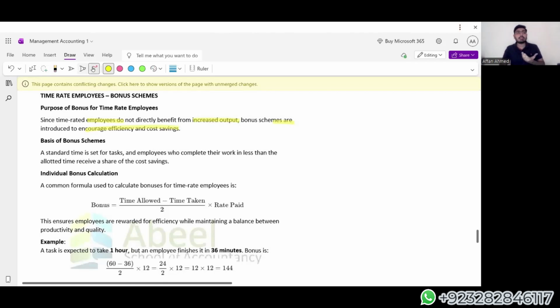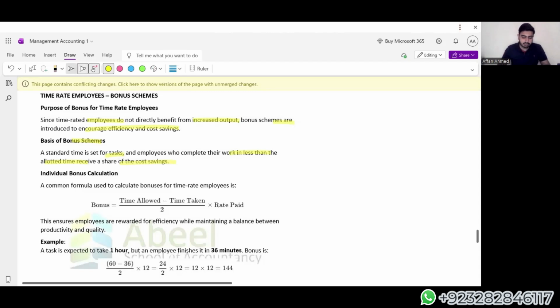First is that they can be incentivized by saving time. One is that they are being paid for overtime they are working. So, if an employee is being paid based on time, he's not getting a share of profit, obviously. So, he will be incentivized according to the time he has taken or time he has saved. Okay. So, the basis of the bonus scheme: a standard time is set for tasks. The employee who completes their task in less than the allotted time receives a share of cost saving.